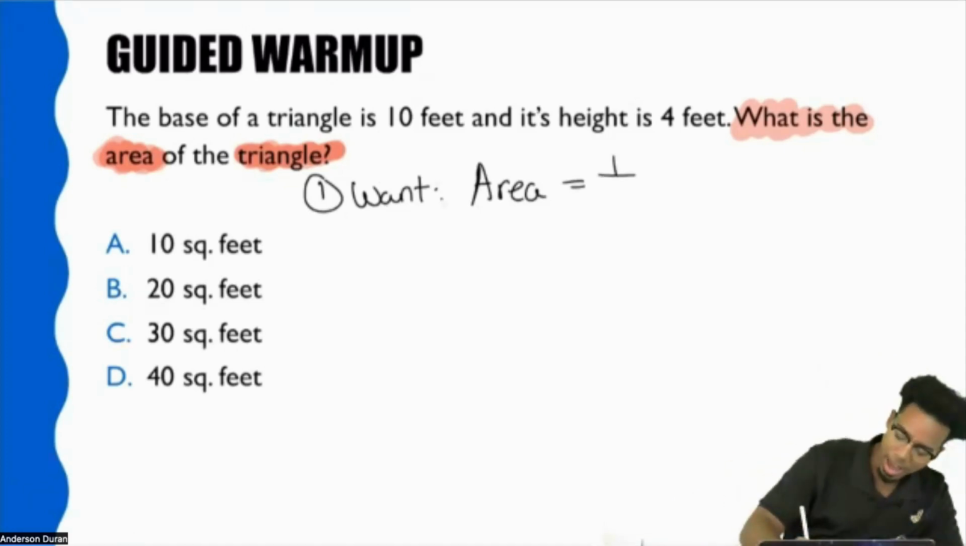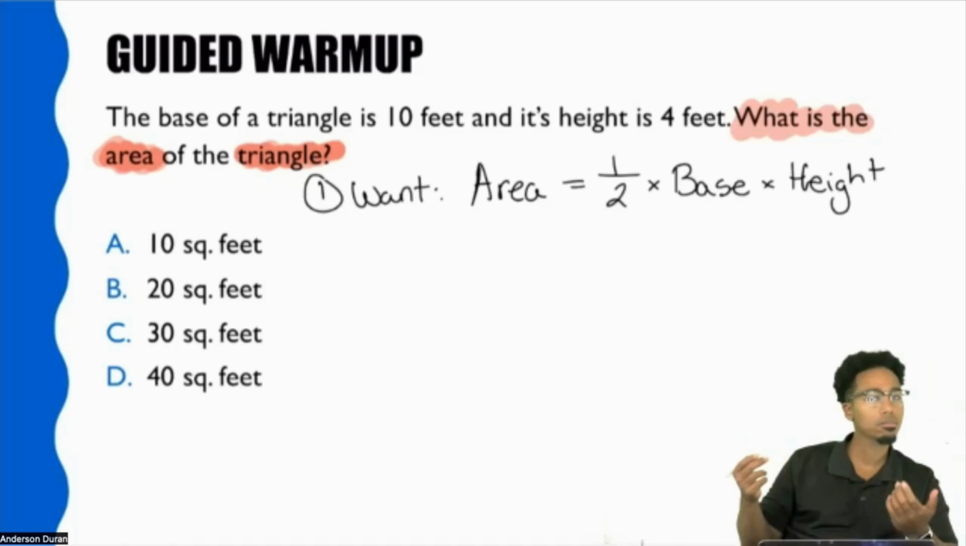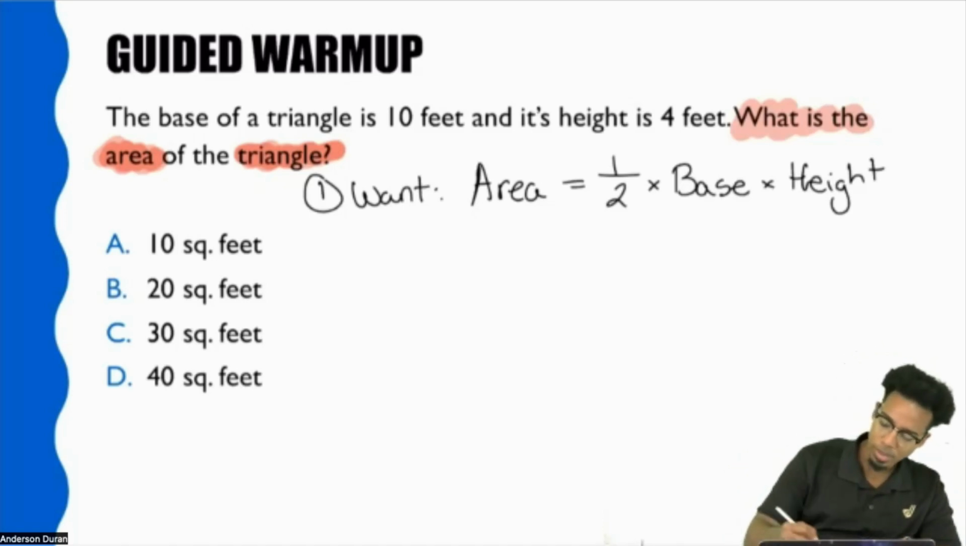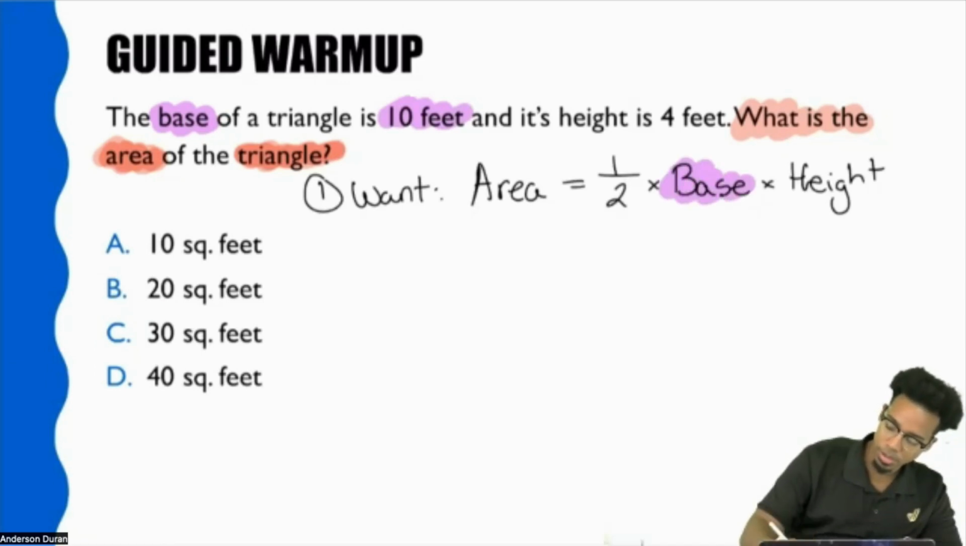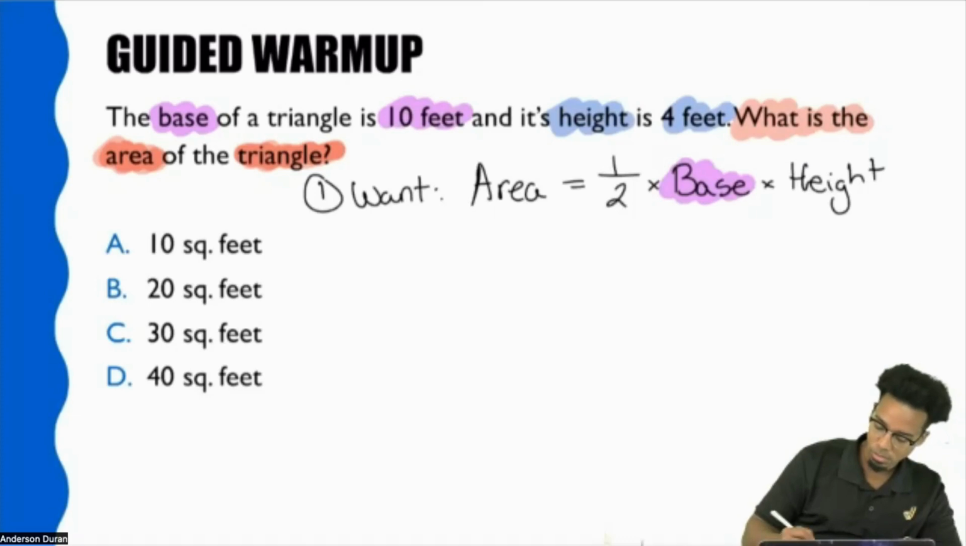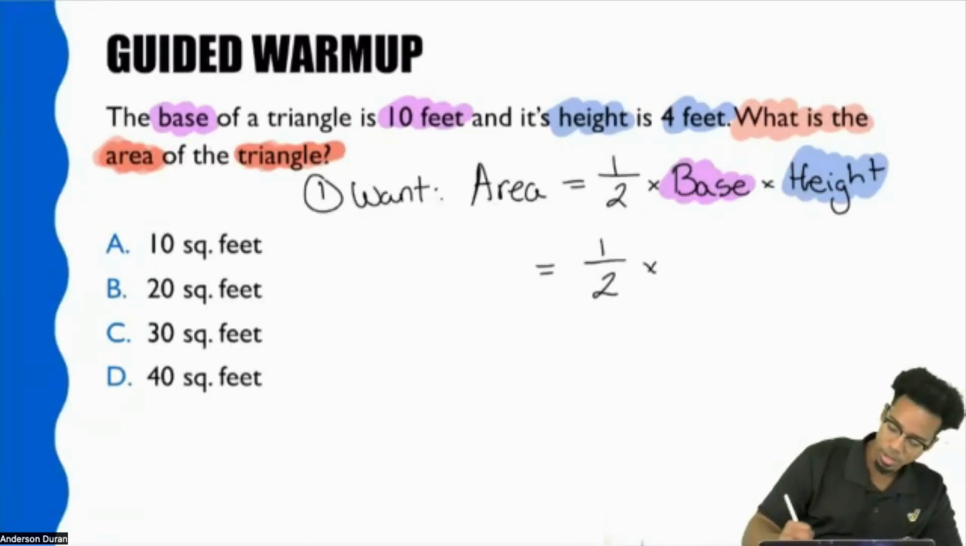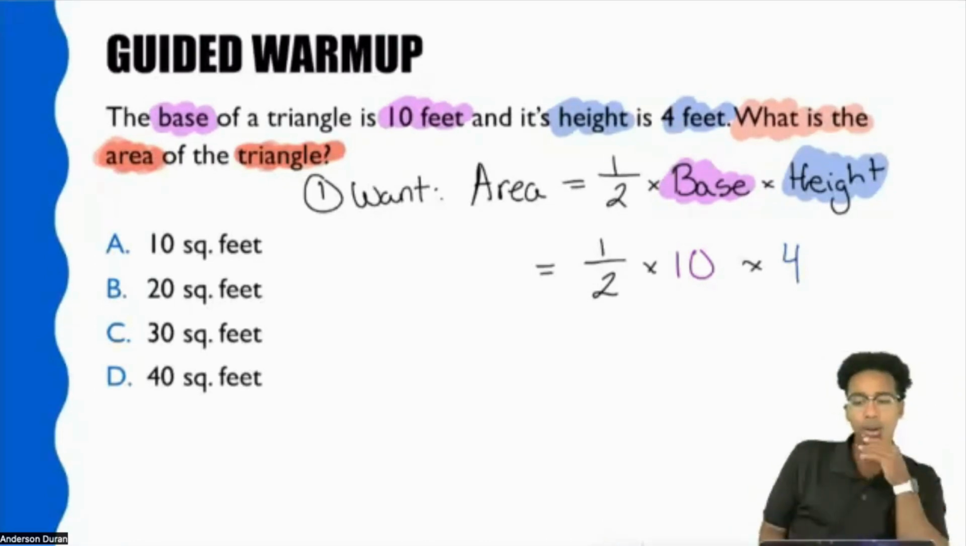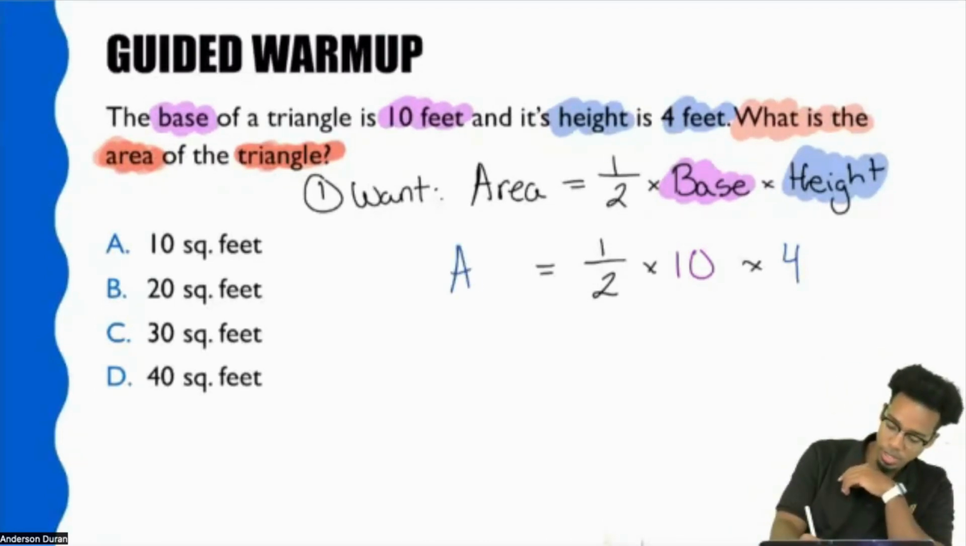So yes, it's going to be 1/2 of the base times the height. And this one's pretty straightforward because we just have to identify the base, identify the height, just like the last problem. We see that right here, base 10 feet. And then right here says the height 4 feet. Okay, great. So we'll plug that in here, plug that in there. And now we're good to go. So 1/2 times 10 times 4. And there we are. That's going to be the area of this triangle.